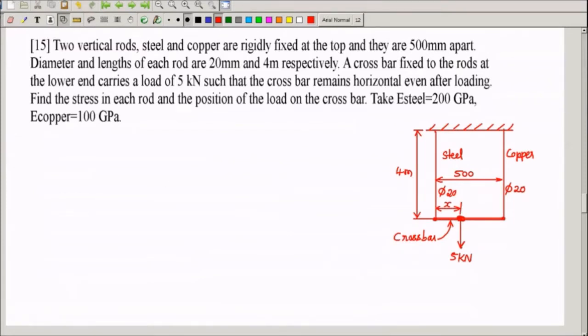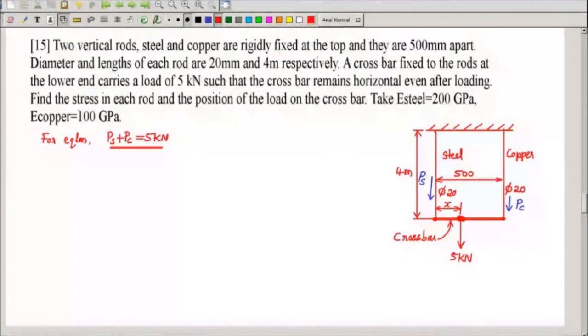In order to find the stress in steel and copper rods, we should know what is the load acting in steel and copper member. I will call PS as a load acting in the steel member, and I will say PC, the load acting in the copper member. For equilibrium, PS plus PC should be equal to 5 kilonewton. Applied load is 5 kilonewton. And the load carried by steel member is PS. Load carried by copper member is PC. So PS plus PC should be equal to 5 kilonewton. This is one of the equations.